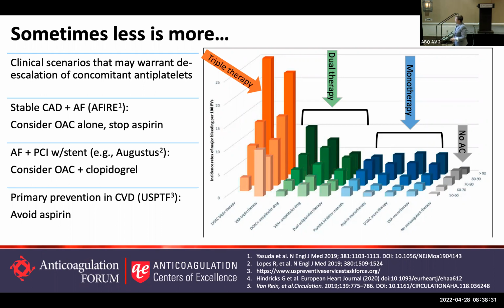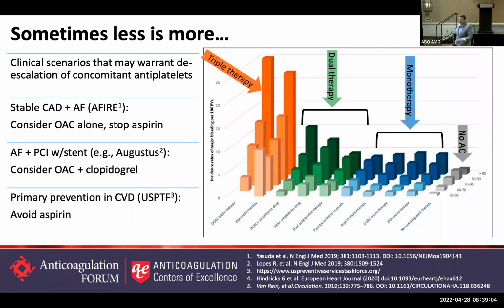The green bars are showing you the bleeding incidence if you have them on two therapies. So like dual antiplatelet therapy or DAPT, or perhaps an oral anticoagulant plus an antiplatelet. And then to the far left, you see patients who were on triple therapy. So this is what we used to do back in the day. We would put patients with AFib on warfarin or a DOAC. And then if they needed cardiac stenting, we'd just throw on a couple more agents like aspirin and clopidogrel. Really, really high bleeding rates.